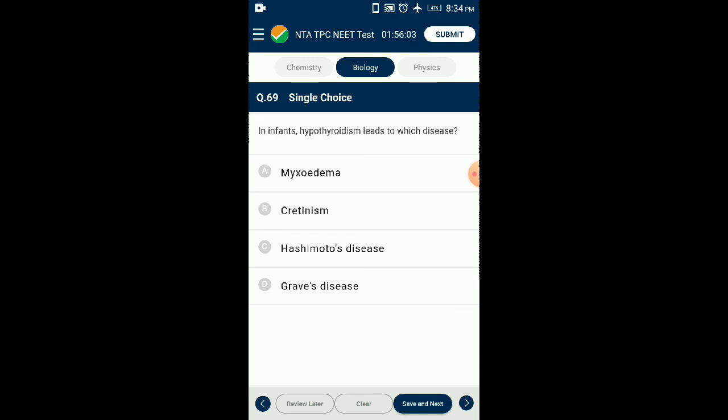Question number 69. In infants, hypothyroidism leads to which disease? Hypothyroidism causes cretinism in infants. It is characterized by decreased basal metabolic rate, that means 50% than normal, stunted growth, retarded mental development, delayed puberty, decreased body temperature, heart rate, pulse rate, blood pressure, and cardiac output, reduced urine output, decreased sugar level in blood, pigeon's chest. So the answer is option B, cretinism.